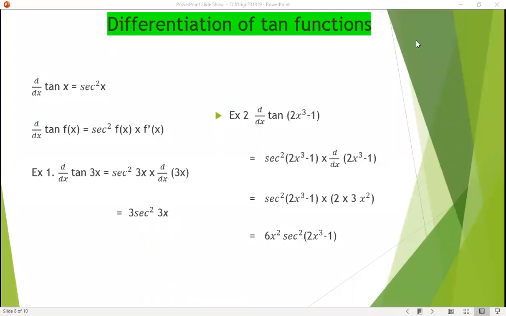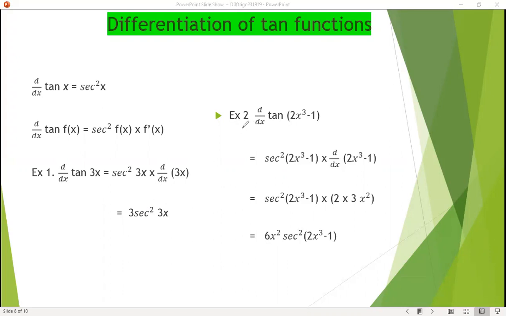Now we proceed with differentiation of tan x, which is sec square x. The same principle applies as for cos fx and sin fx. Differentiation of tan fx is sec square fx multiplied by the differentiation of fx, which is f dash of x. So differentiation of tan 3x is sec square 3x multiplied by the differentiation of 3x, which is 3. So final answer, differentiation of tan 3x is 3 sec square 3x.